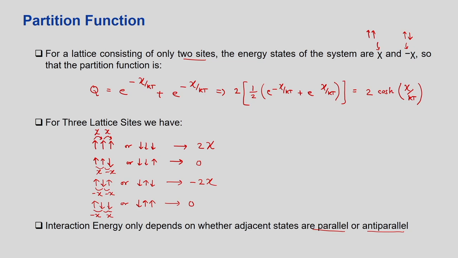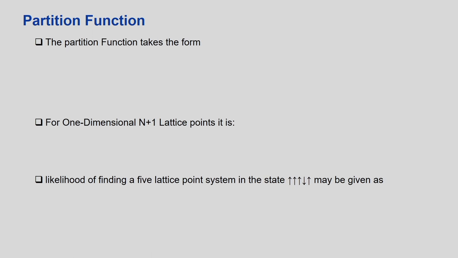Now let us write the expression. So the partition function Q then takes the form: you sum up all the Boltzmann terms. How many combinations do you have? You had 4 combinations, so you will have 4 exponential terms, with the energies plus 2, minus 2, 0 and 0. So e to the power of 0 by kT you know is 1. Similarly, you will have 2 terms where it will be 0. So let us write those terms first.